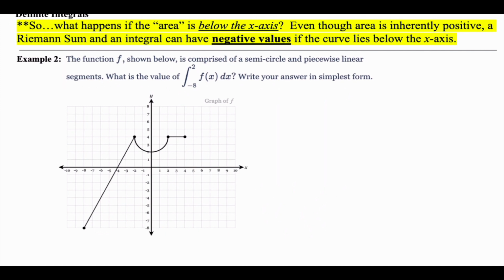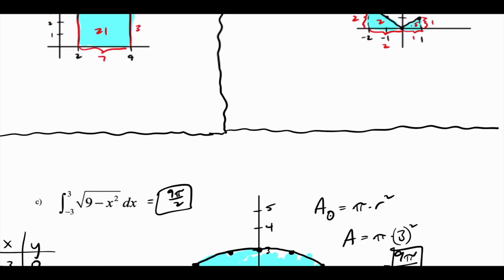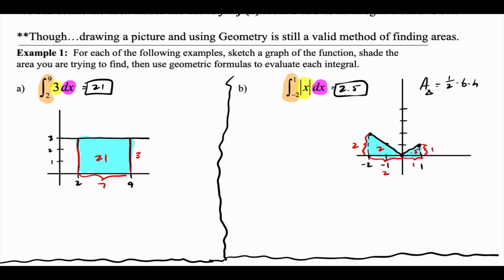Okay, so now what happens if a function goes below the x-axis? None of our functions have gone below the x-axis, right? This guy did not go below the x-axis. These two guys did not go below the x-axis.